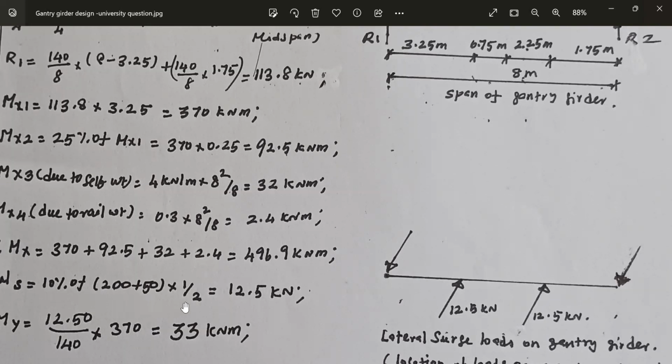And it is transferred on 2 gantry girders. Therefore, divide this by 2. And there are 2 wheels. We are calculating the wheel load. 10% of the load lifted plus crab, 250, 10% of that. There are two wheels, half is 12.5 kilonewton. This is the surge load. This is acting in the lateral direction.